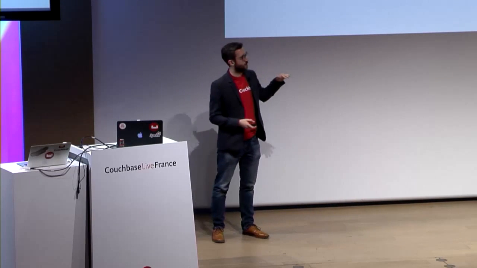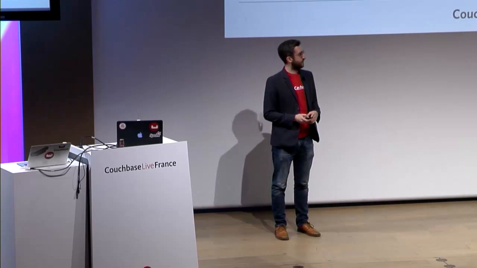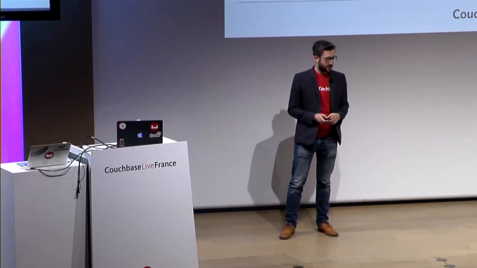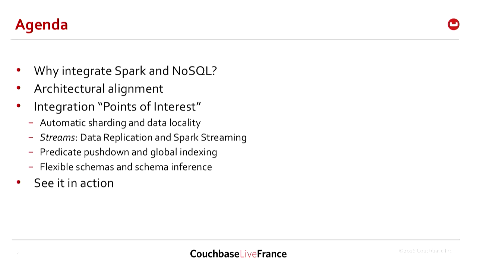But I think this is a really good overview from an architectural point of view, slightly higher up than down in the implementation details of why one would want to use Spark together with Couchbase, or Spark indeed at all. So the agenda, it looks like this. Why would we do this? Why do we want to integrate Spark with NoSQL, particularly Couchbase? And what architectural alignment is there between Spark and Couchbase?